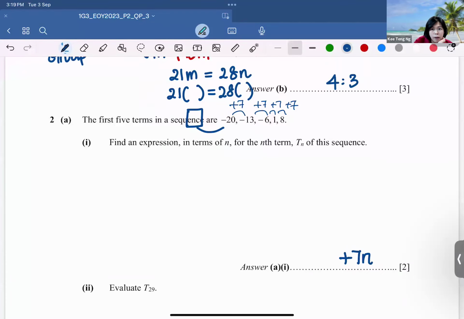Maybe I can call Beth. Beth, what number +7 can give me -20? What number here?